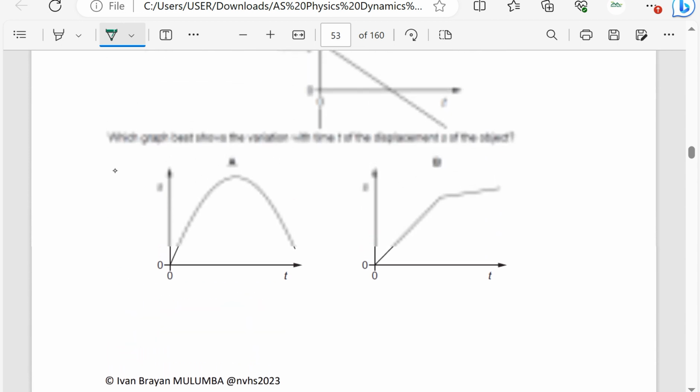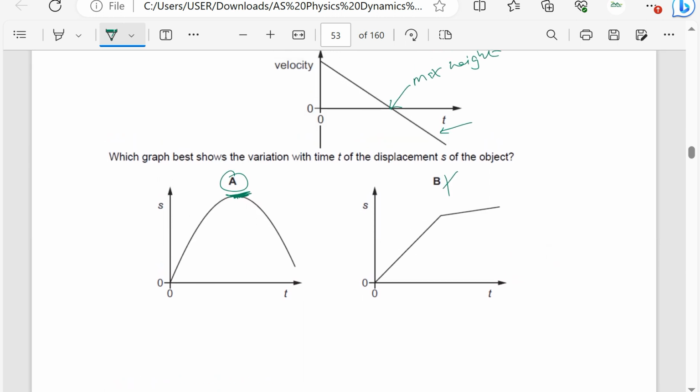The gradient decreases because the velocity decreases as the object goes up. At the highest point, velocity is 0. Then the gradient is increasing, but this is a negative gradient, so the gradient is increasing in the opposite direction. So the answer is A.